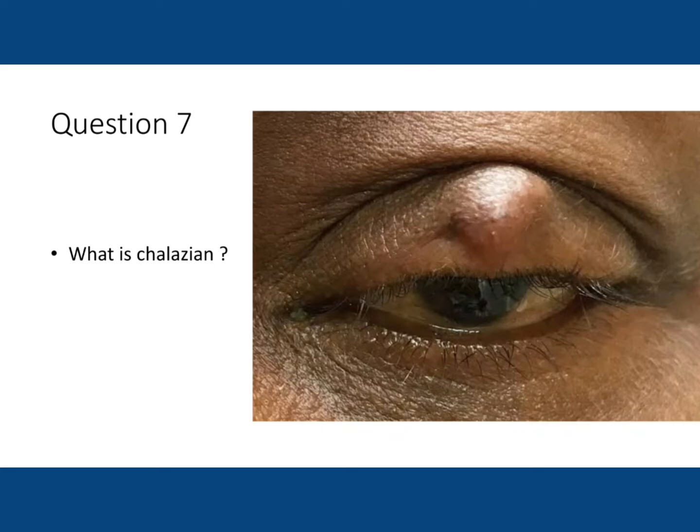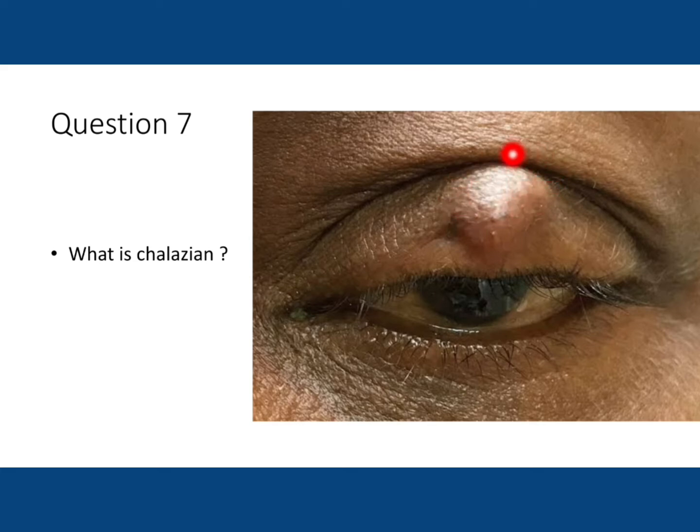Now, what is chalazion? Chalazion is a non-specific inflammatory granuloma of the meibomian gland. It is seen in the tarsal plate area. Sometimes you will get confused in differentiating chalazion from stye and all those things.